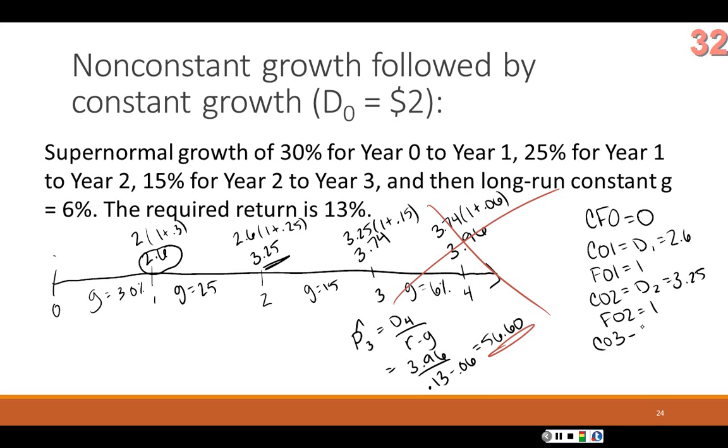And cash flow at time period 3 is where a change happens. At time period 3, we're receiving a dividend, and we know the intrinsic value of the stock at time period 3, so we need to add those together. Dividend at time period 3 plus the value of the stock at time period 3. So $3.74 plus $56.60.